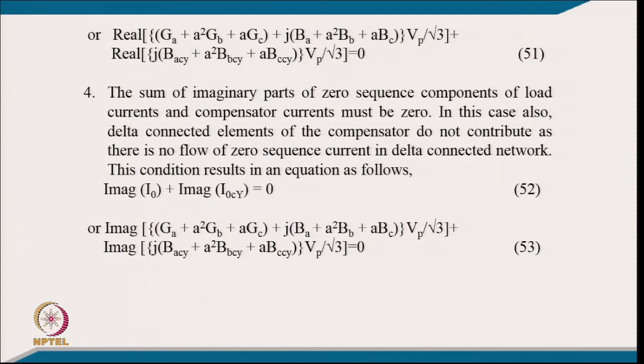susceptances. The fourth condition, of course, the sum of the imaginary part of zero sequence current of load current and compensator current must be 0. In this case also, the delta connected elements of the compensator do not contribute, and there is no flow of zero sequence current in the delta connected network of the compensator. So, this condition results in an equation: imaginary part of I 0, that is load current zero sequence current, plus imaginary part of the star connected compensator I 0 C y must be equal to 0, and we keep the value of these two currents in terms of the phase voltage and the parameters of the load, like conductance and susceptance of the load, and then the star connected compensator. So, we get this fourth condition.